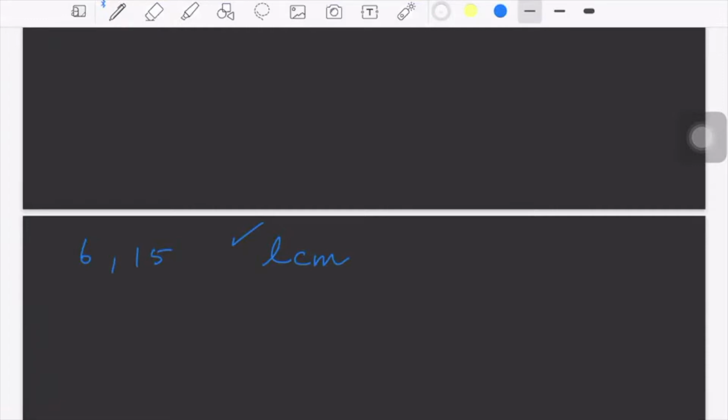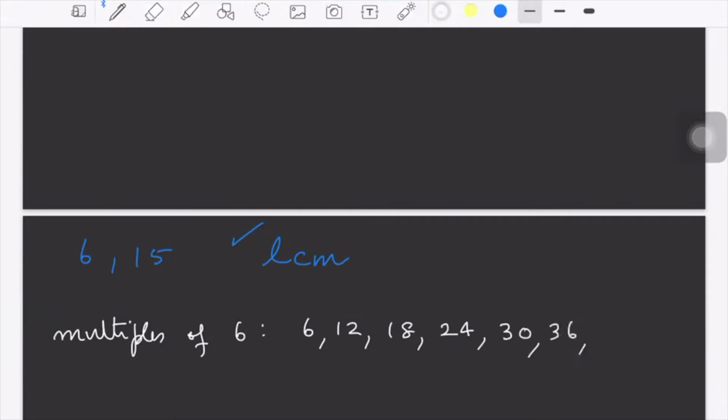So, what are multiples of 6? Multiples of 6 will be 6, 12. Then 6 into 3 will be 18. 6 times 4 will be 24. 6 times 5 will be 30. Now it's 36. Then it's 42. Then it's 48. Then it's 54. Then it's 60. And so on.